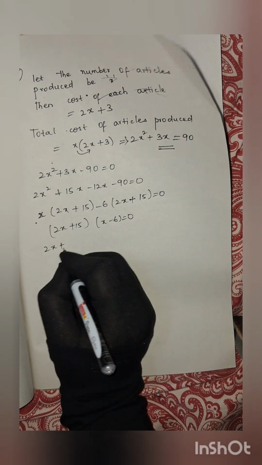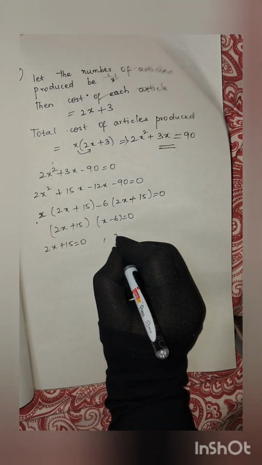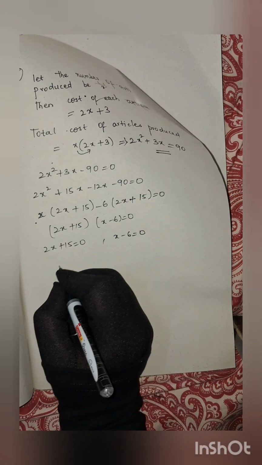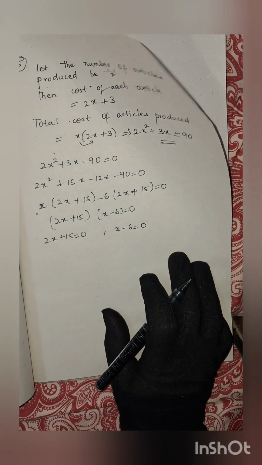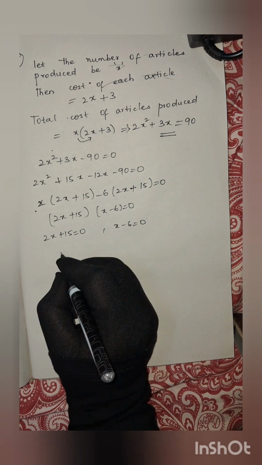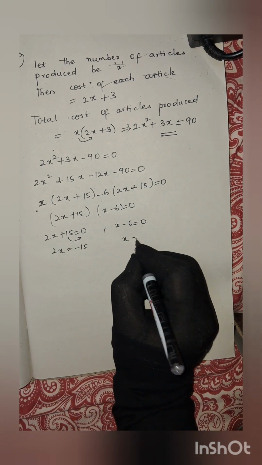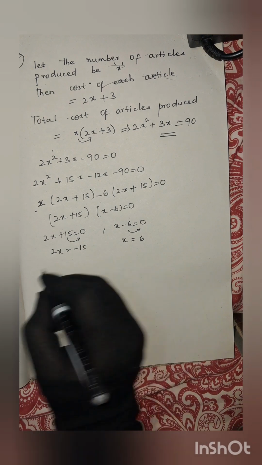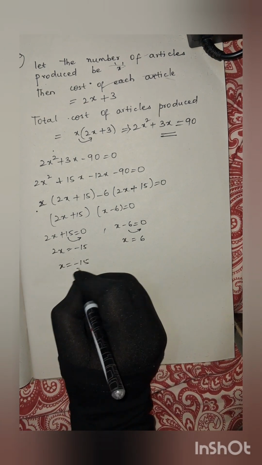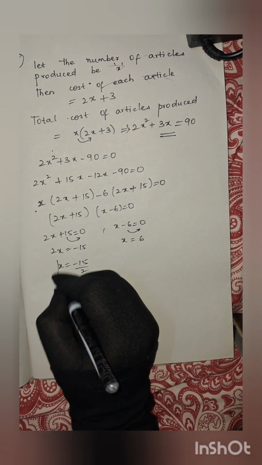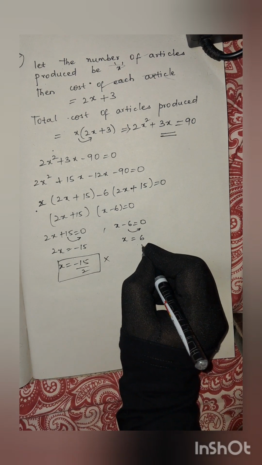So 2x plus 15 is equal to 0, and x minus 6 is equal to 0. 2x is equal to plus 15, sending that side it becomes minus 15. x is equal to minus 6, sending that side it becomes plus 6. So x is equal to minus 15 by 2 and x is equal to 6. Since we don't consider negative values, x is equal to 6.